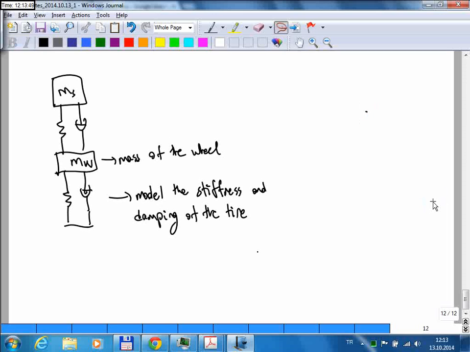So we will make the assumption that this mass, the car itself, can only move up and down in the vertical direction. So there's 1 degree of freedom for this mass, and then there's a separate mass which can move independently. Since there's a spring damper connection here, the wheel can move independently from the car itself. So this is in fact a 2 degree of freedom system.